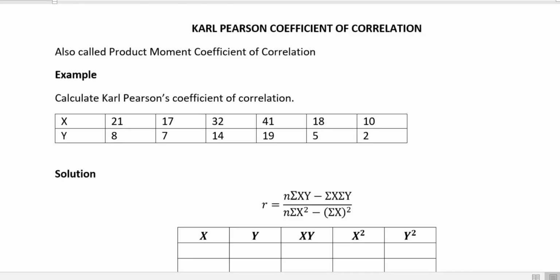Karl Pearson's coefficient of correlation is also called product moment coefficient of correlation. So we have an example here where we are supposed to calculate Karl Pearson's coefficient of correlation.